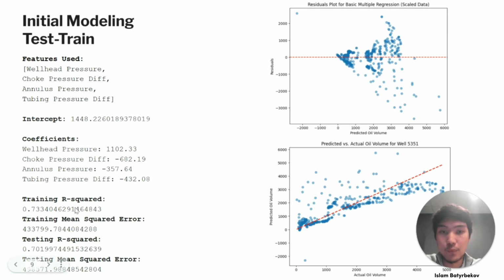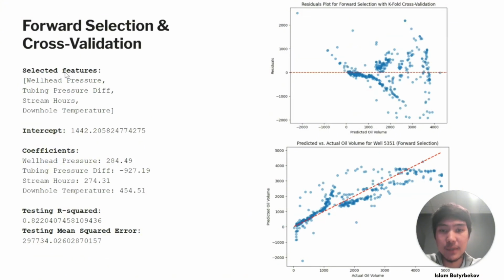It already performed well, however, the residual plots revealed some minor deviations. To improve the initial model, I applied forward selection with cross-validation. The new feature set selected the final predictors, and the refined model achieved the testing R-squared of 82%, a significant improvement over the initial model. Residual analysis showed a more even distribution with fewer deviations.